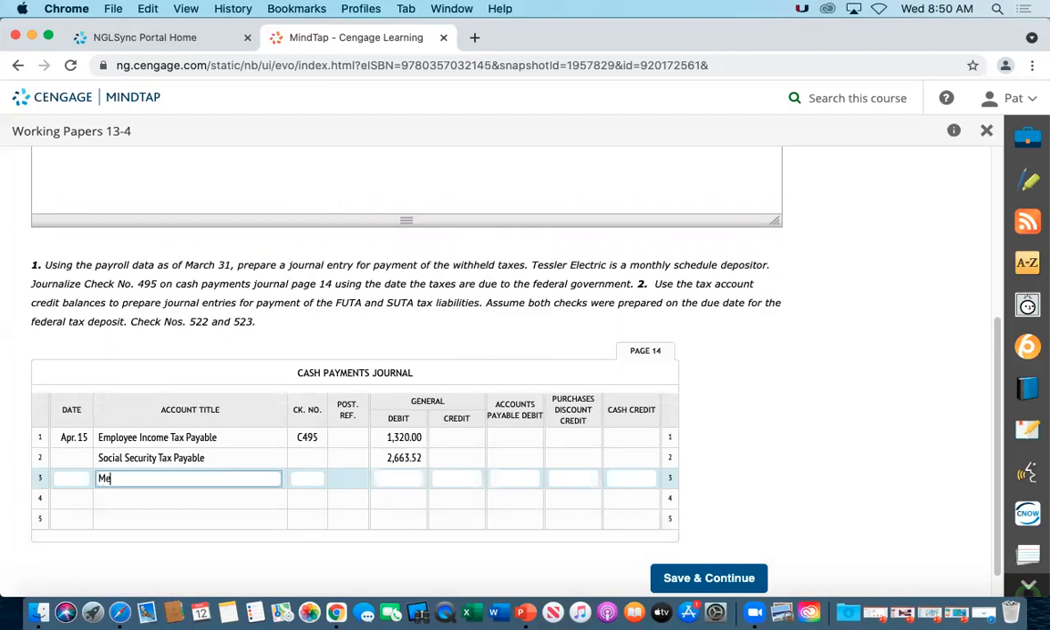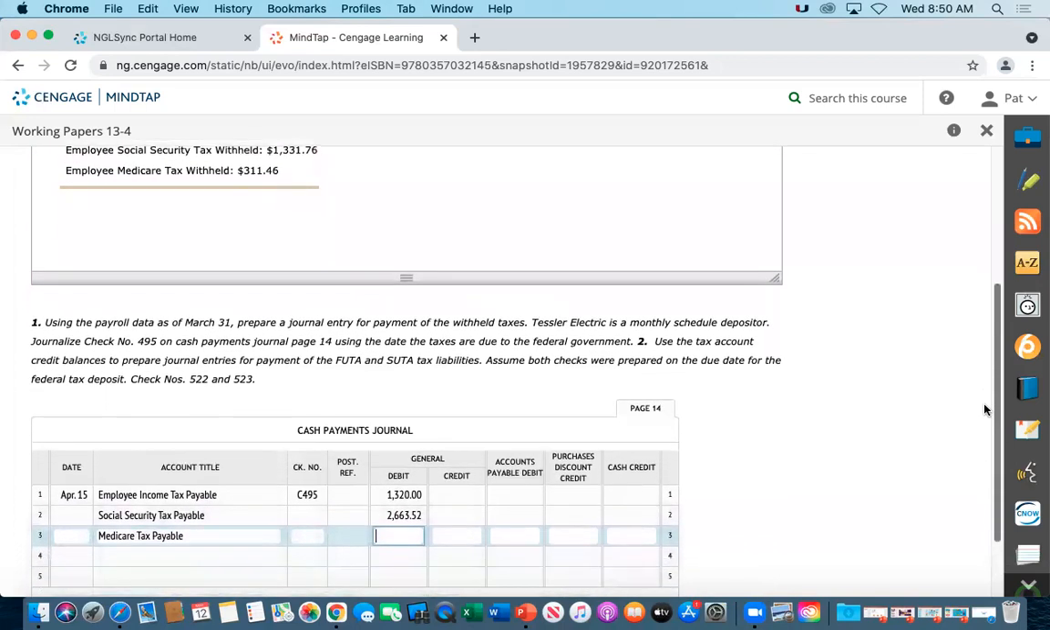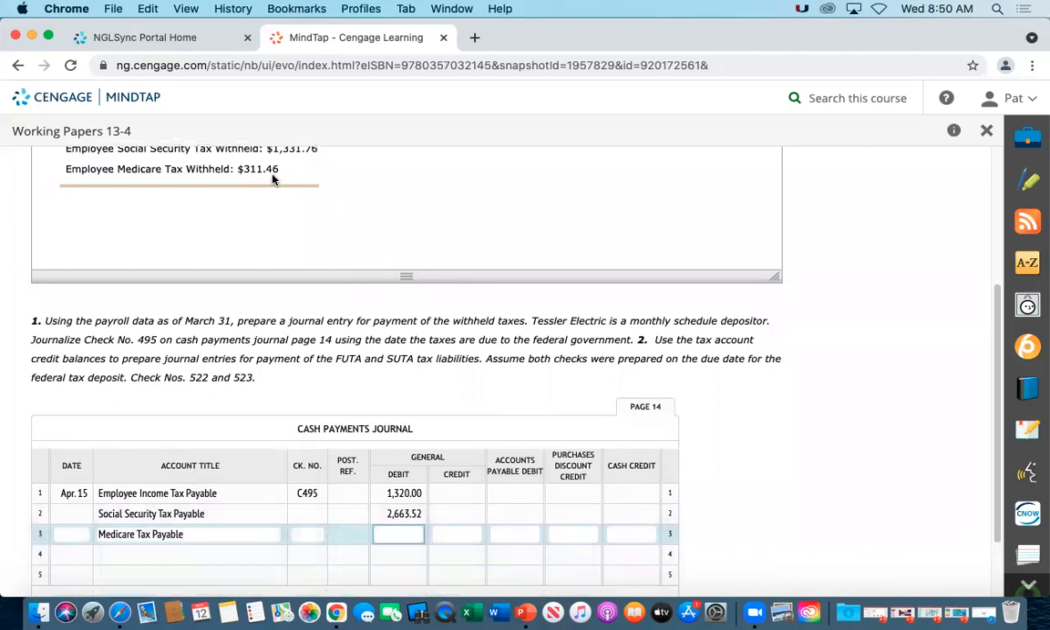You will do the same for Medicare tax payable. Oops, I always hit tab. We're taking 311.46 out from our employees. We need to match it. They say employees, so we have to match ours. So we take 311.46 times 2, and you come up with 622.92.